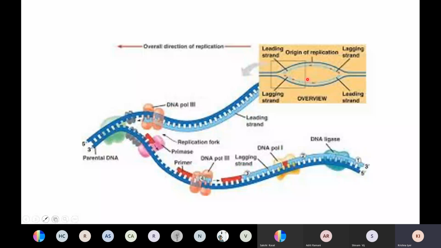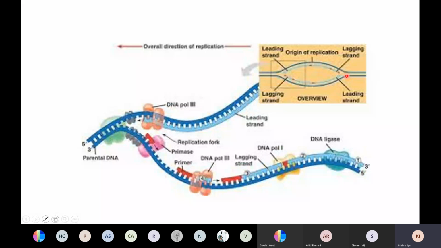remember that if this was the origin and the two forks are going in either direction, then with the left hand side fork, the leading strand is coming like this and the lagging strand is going like that. But in the other fork, it will be exactly opposite. This will be the leading strand and this will be the lagging strand, which is made in the 5' to 3' direction, opposite to the direction of separation. So in the two replication forks, the leading strands will be diagonally opposite and the lagging strands will also be diagonally opposite because of the different orientation and the directionality of unwinding.